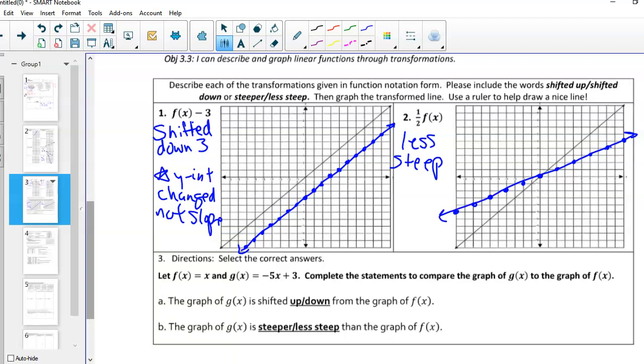Yeah. Because of this, it's telling us that's our new slope. Our slope was 1. So from multiplying our slope by 1/2, it's now 1/2. So I'm going up 1 over 2. So in this case, our slope changed, but our y-intercept did not. So that's just a side note.